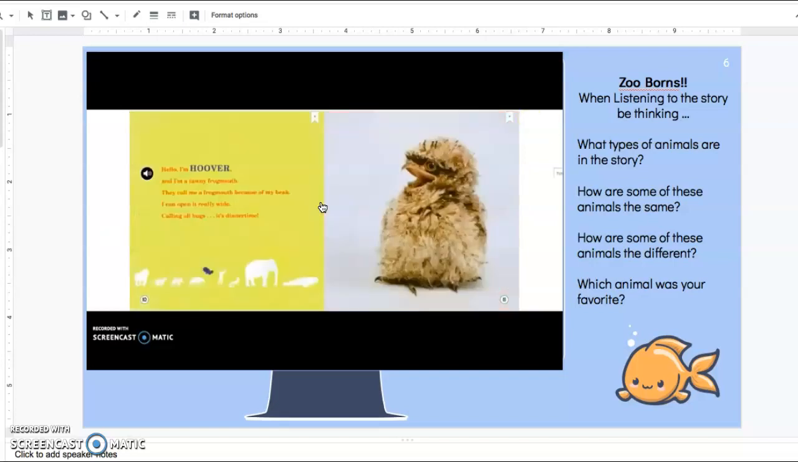Hello, I'm Hoover, and I'm a tawny frogmouth. They call me a frogmouth because of my beak. I can open it really wide. Calling all bugs, it's dinner time.